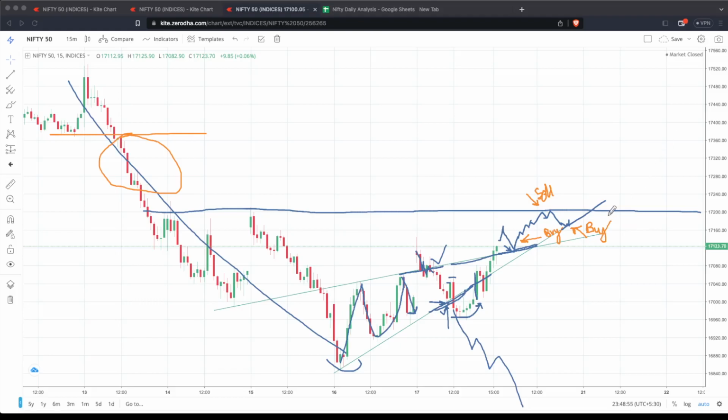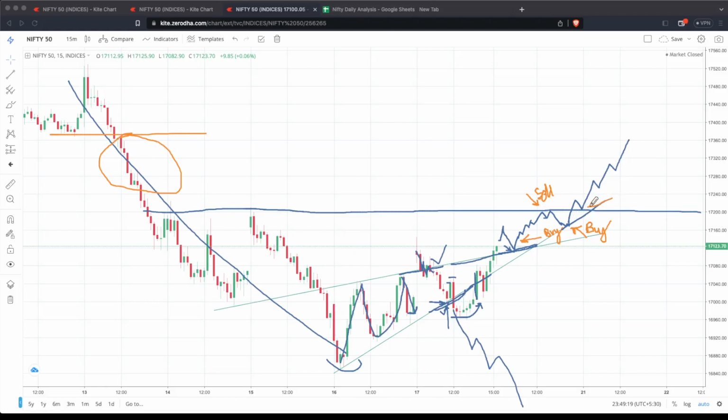So at this point, you don't need to worry about the resistance at 17,200. Most likely, because it is taking the support again, if it takes, then it will break and go above. It may or may not retest it, but if it goes above, there will be a rally all the way up to 17,370.